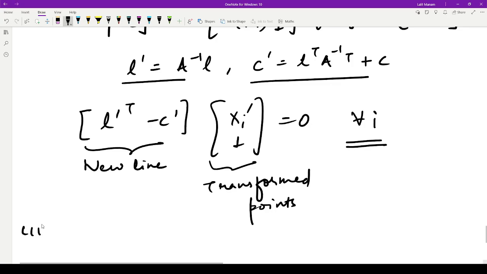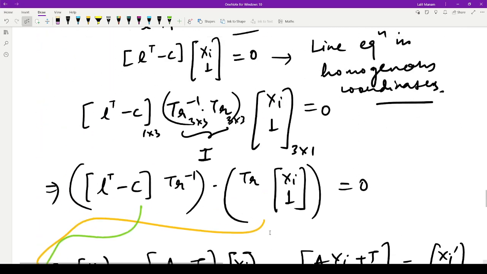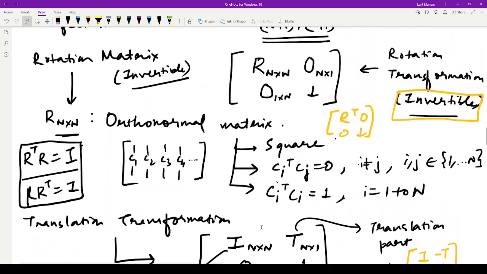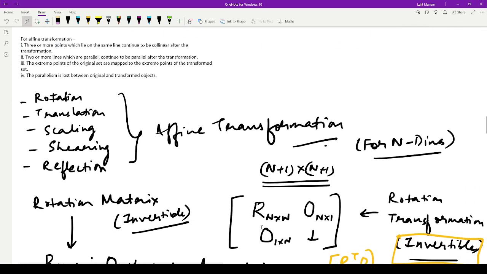Okay, then we'll do the second part. What is the second part out there? Two or more lines which are parallel continue to be parallel after the transformation? Yes or no? No. Why? What do you think so?